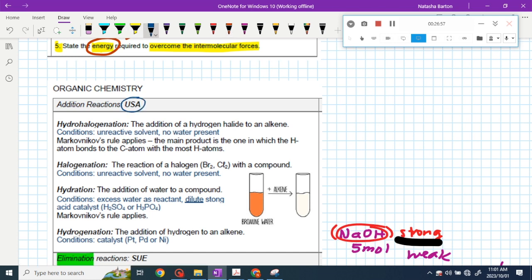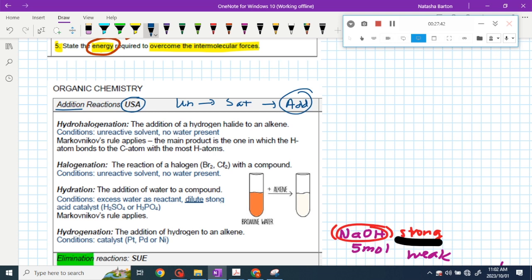USA, right, we deal with addition reactions, and USA just means unsaturated to saturated means addition. If ever you are asked to state the type of reaction, please don't first say hydrohalogenation, halogenation, hydration, or hydrogenation. Always start off with addition, elimination, or substitution. First start off with the general word, and only if they say state the type of addition reaction, then be specific. But please try not to be specific unless you are forced to. So rather start off by saying addition.